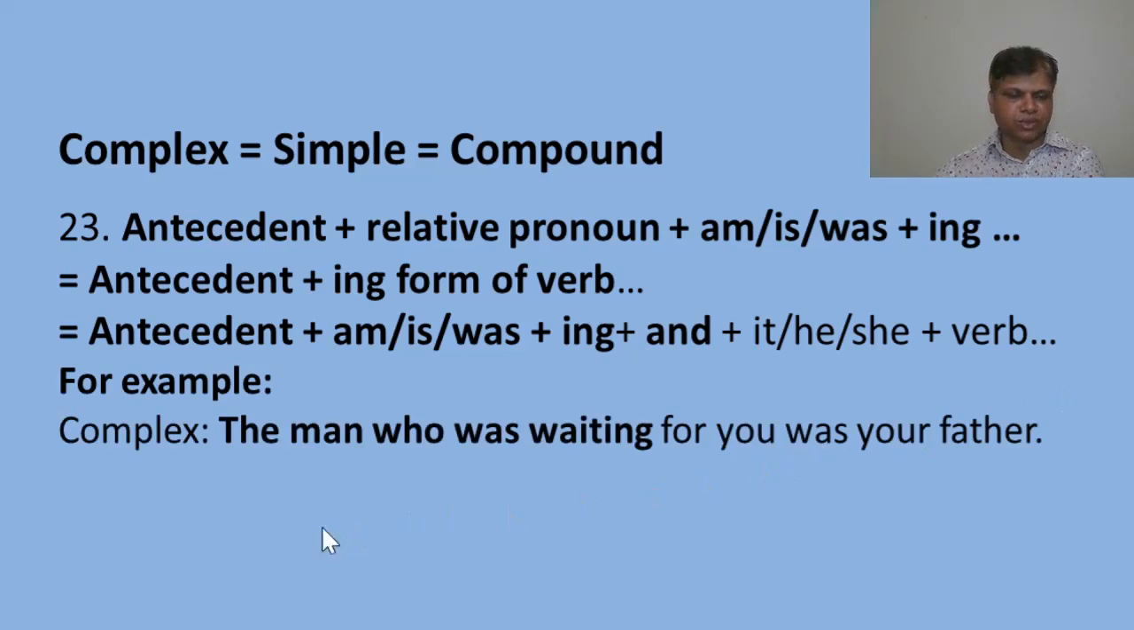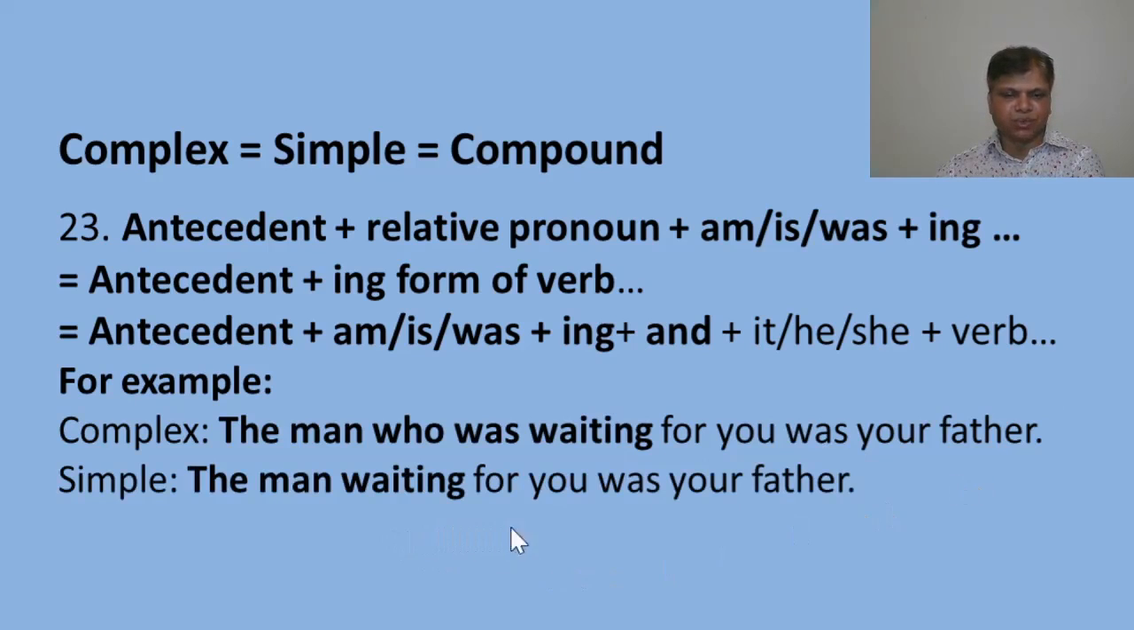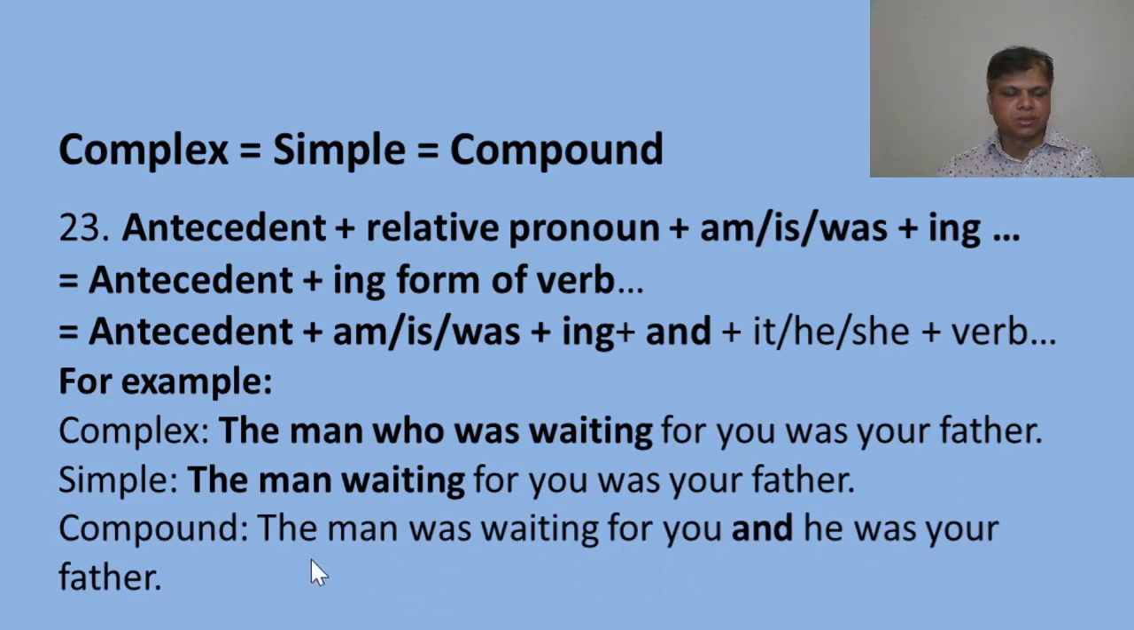Follow the example. Complex: The man who was waiting for you was your father. Simple: The man waiting for you was your father. Compound: The man was waiting for you and he was your father.